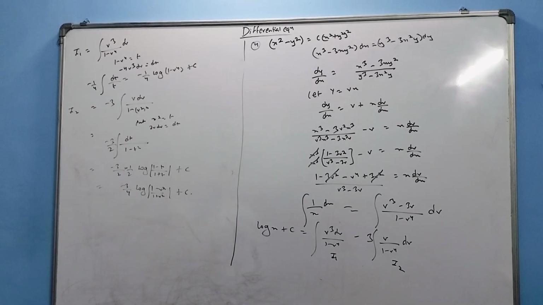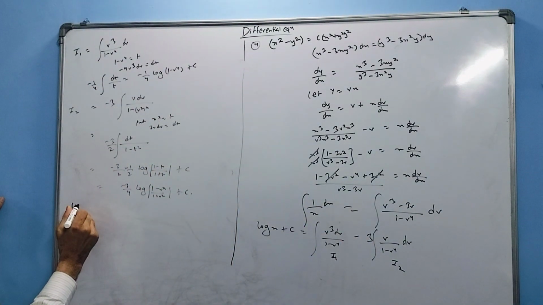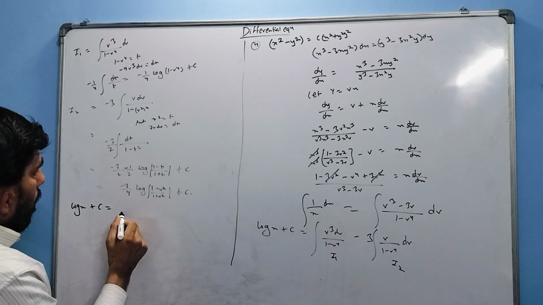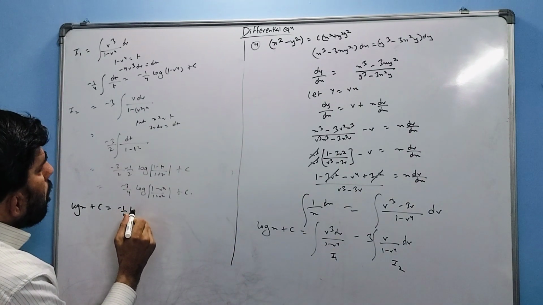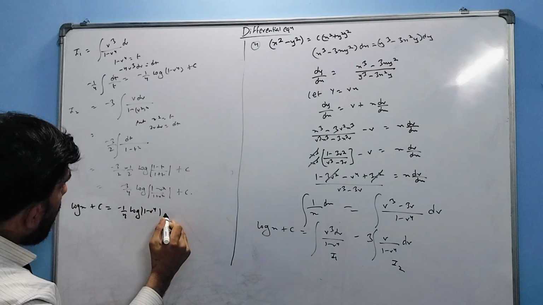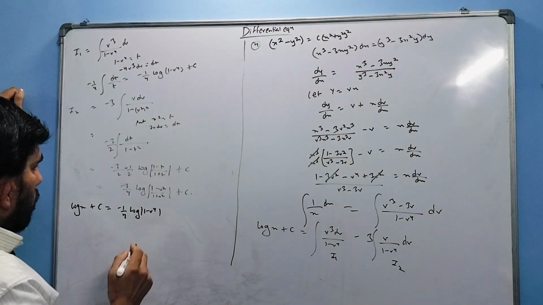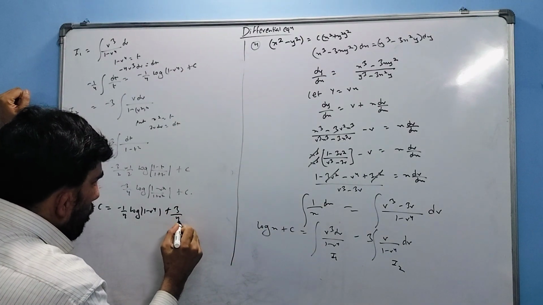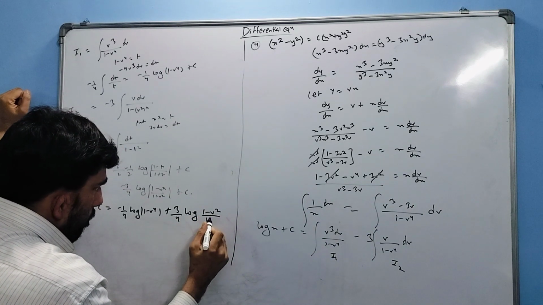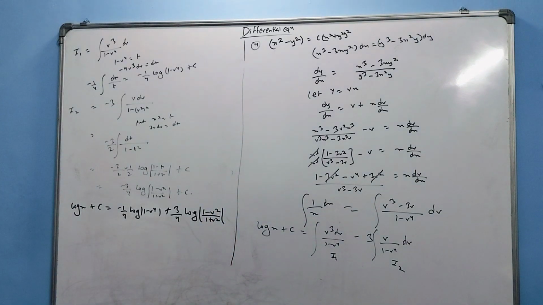Now putting the value of I1 and I2 in this, I got log x plus c is equal to, here what you got here? Minus 1 upon 4 log of 1 minus v^4 and minus, so I've just done, so it will be plus 3 upon 4 log of 1 minus v square upon 1 plus v square. Okay, so now I got this.